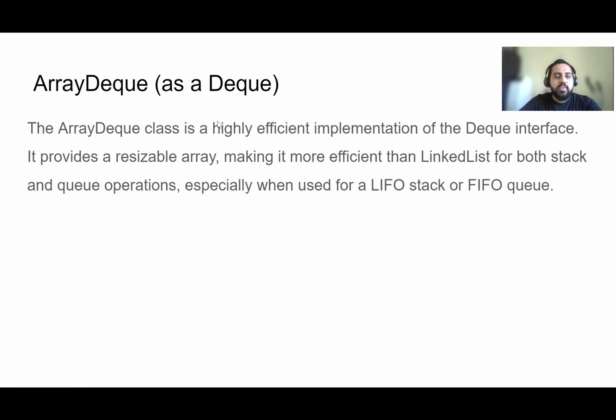So, we saw the linked list. Let's see another common implementation of Deque, that is ArrayDeque. ArrayDeque is a highly efficient implementation of the Deque interface. So why can't we use only a linked list? Why do we need to use an ArrayDeque? Because it provides a resizable array, which means it's more efficient than a linked list for both stack and queue operations, especially when used as a LIFO stack or FIFO queue.